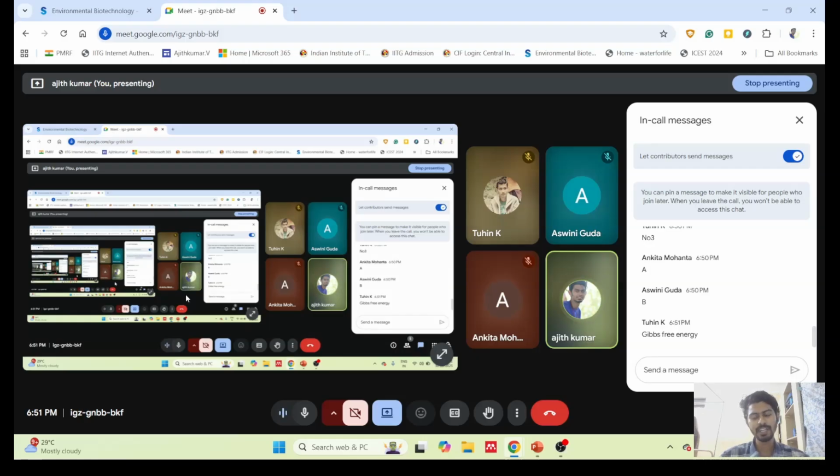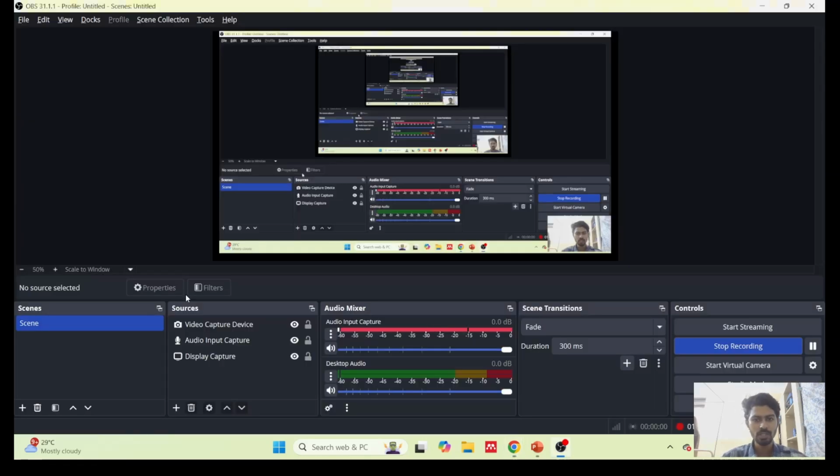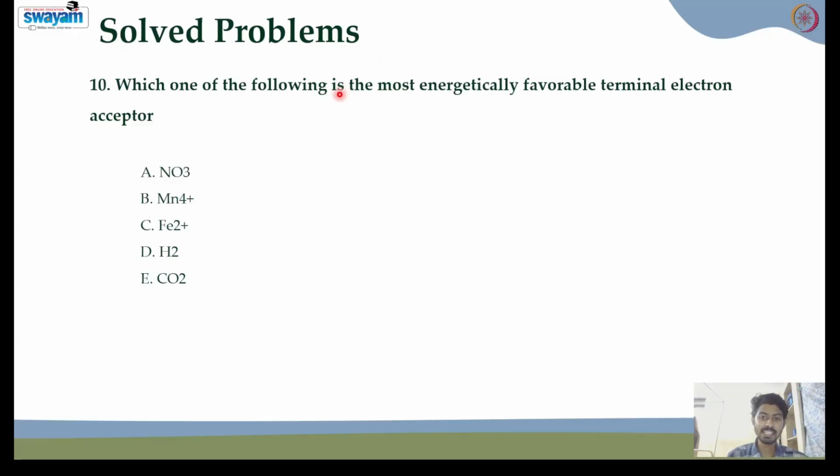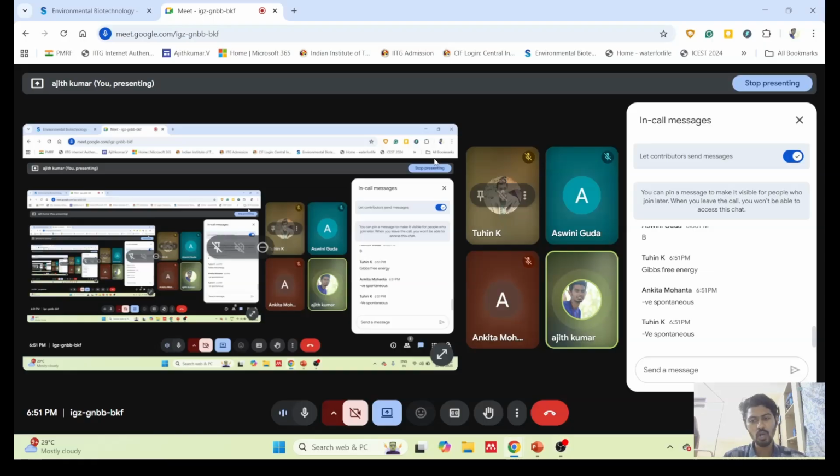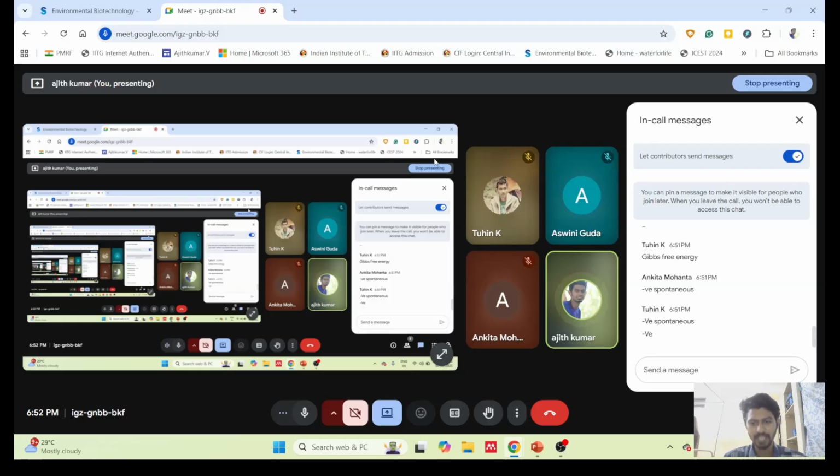First, we will see if del G is negative. If del G is negative, what kind of reaction? Yes, it is correct, Ankita. It is spontaneous. And if it is positive, it is non-spontaneous. So, if we observe the question, for an energetically favorable reaction, whether del G should be positive or negative? Del G should be negative. Yes, it is correct.